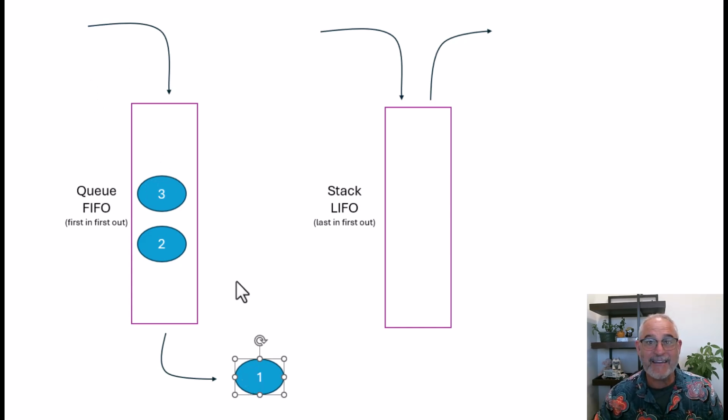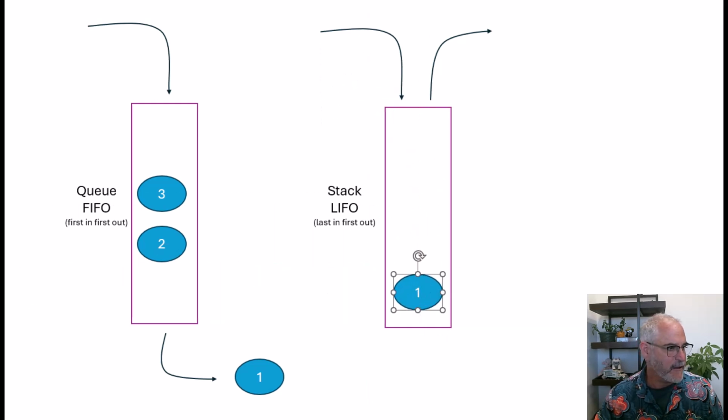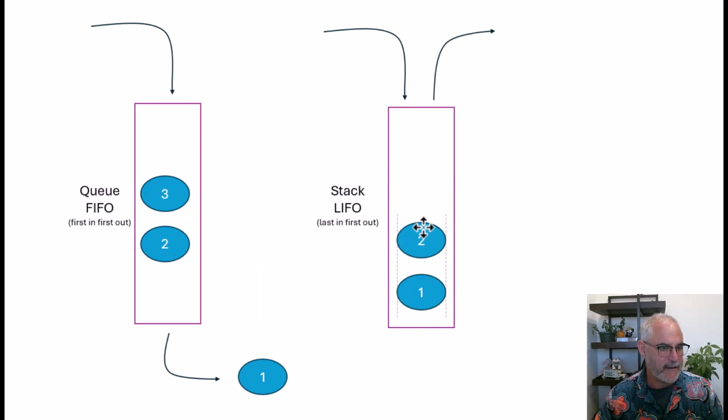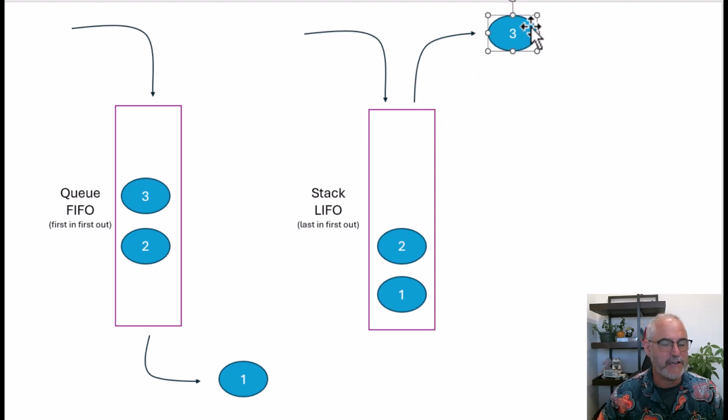A stack is a different data structure. With a stack, the items go in like that, but they come out in the reverse order. So the last one in is the first one out. So that's just a little refresher on the difference between a queue and a stack.